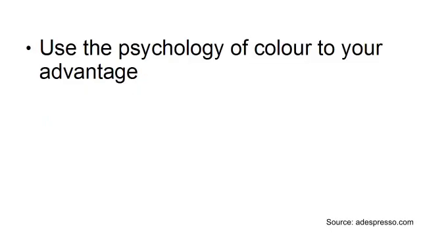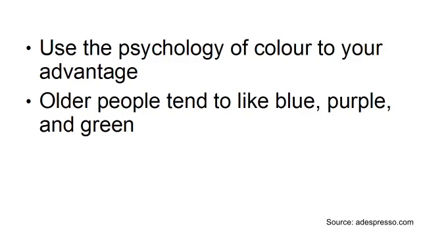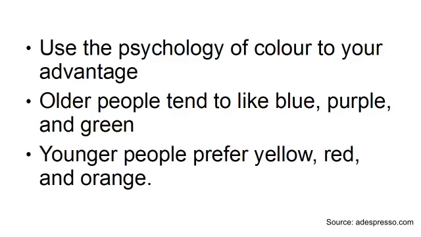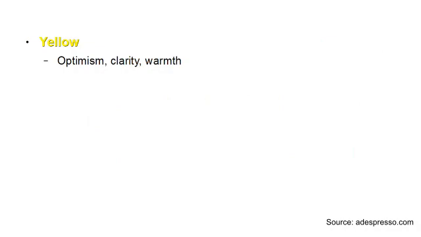You can also use the psychology of color to your advantage. And this is something that works on a subtle, subconscious level. Studies have proven that older people tend to like blue, purple and green, whereas younger people prefer yellow, red and orange. So you can build this sort of thing into your advertisement. In fact, you can take it a step further because different colors tend to relate to different things. For example, yellow tends to convey optimism, clarity and warmth.